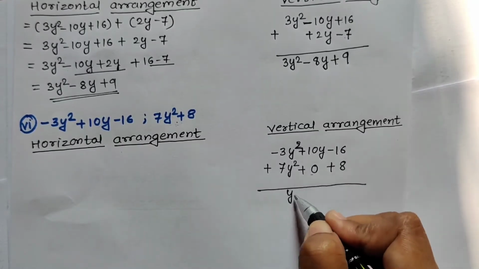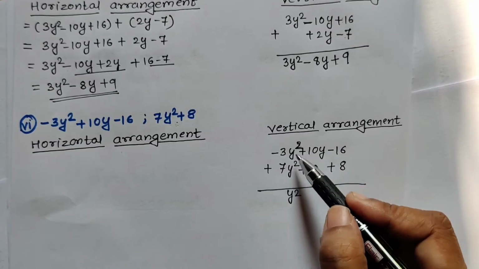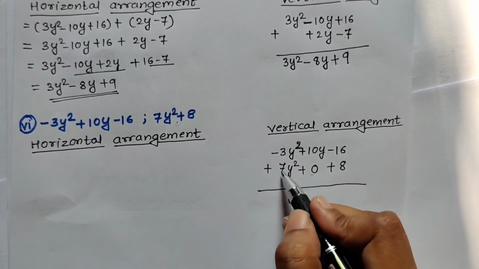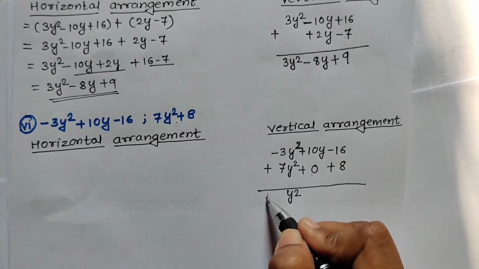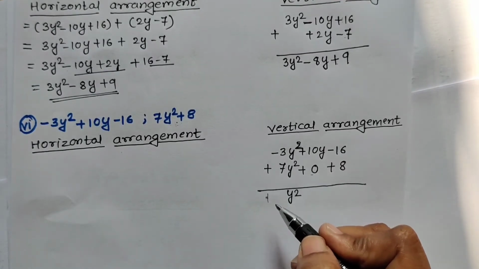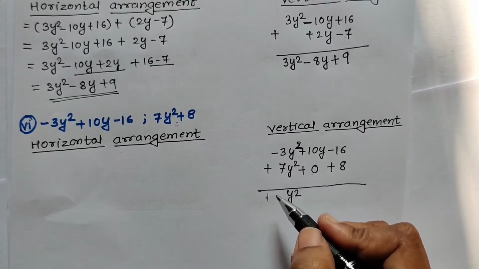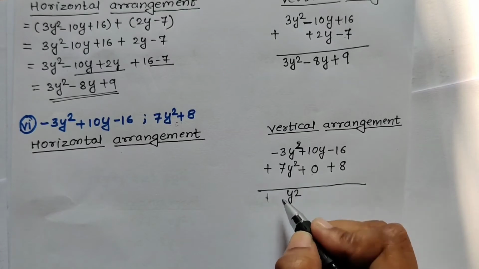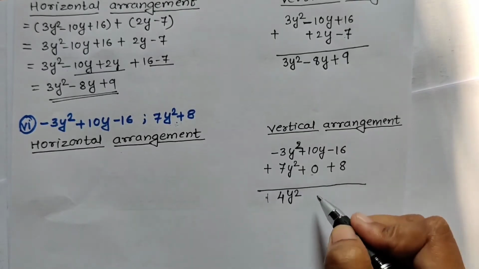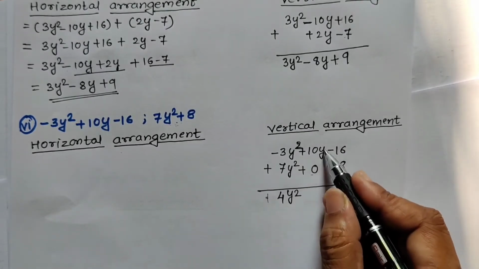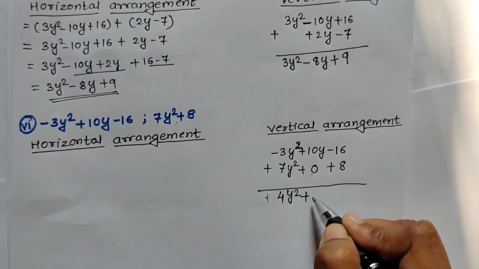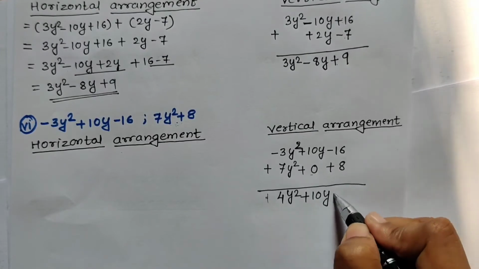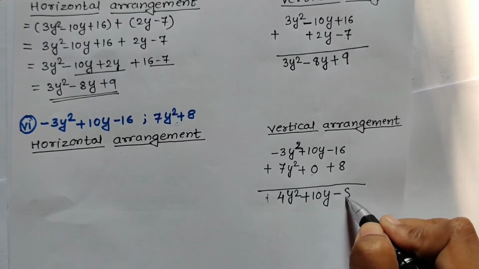Y square is the common variable. Now plus minus will become minus, but the sign of the bigger number is 7, so the sign will become plus. When the first term is having a plus sign, we don't put it. Okay, when the first term is having a plus sign, we should not write that plus sign. 7 minus 3 is 4, so 4y square. Now this 10y plus 0, any number added to 0, the answer is that number, so plus 10y. Plus minus becomes minus, sign of the bigger number, 16 minus 8 is 8.